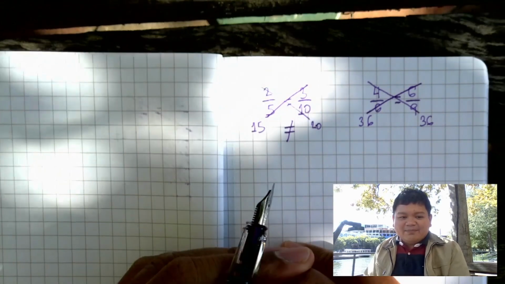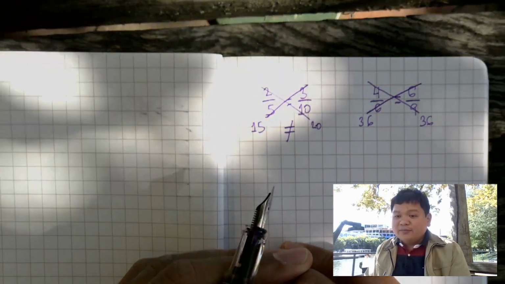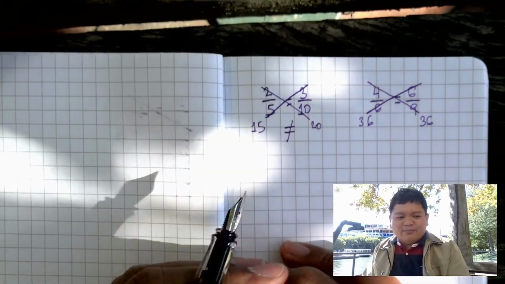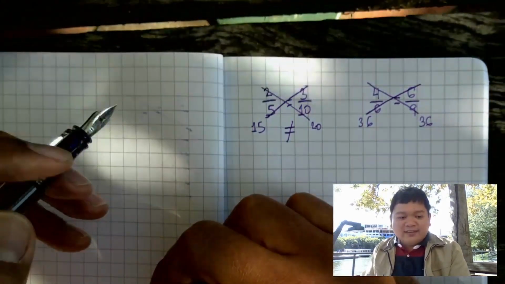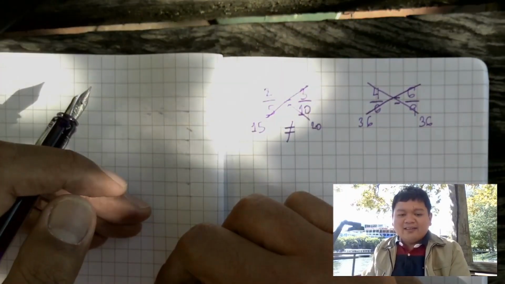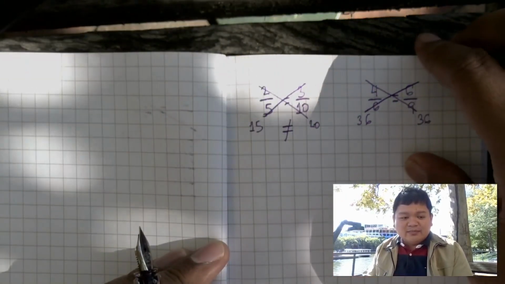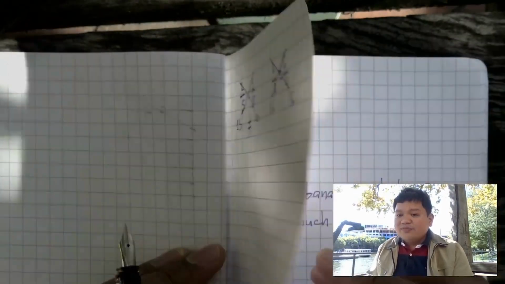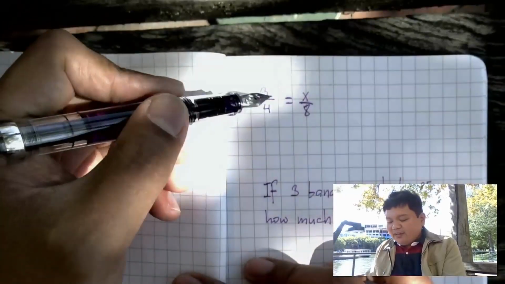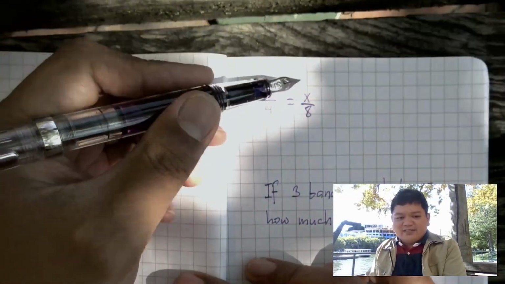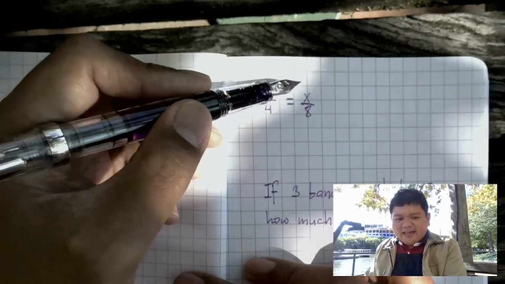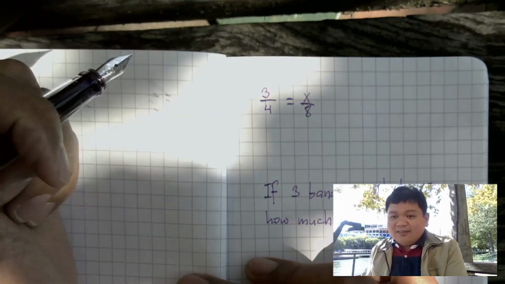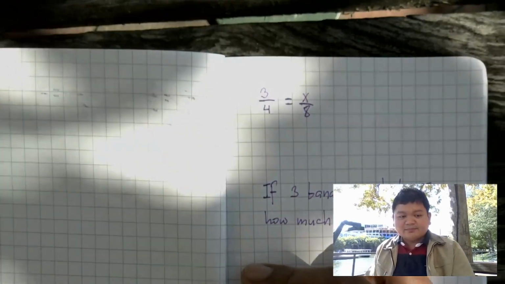Now, it can happen that one of the numbers is unknown or replaced with a variable. In that case, it should still be possible to figure out what the unknown value is. When we find an unknown value that makes a true statement, this is called solving. So for the proportion 3/4 is equal to x/8, if we can find out what value of x will fit on top of 8, then we will have solved it.